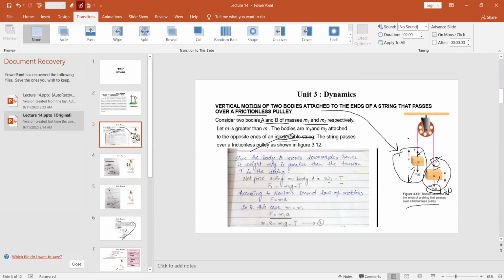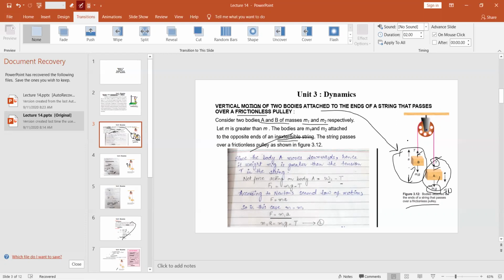The other thing is that tension is also the same throughout the string, because we are dealing with frictionless pulleys. There are no external factors that affect the motion of the string. And the second thing is that the string is inextensible, meaning we cannot stretch the string or change its length, so tension will also remain the same in this case. So keep in mind, acceleration and tension both will remain the same.